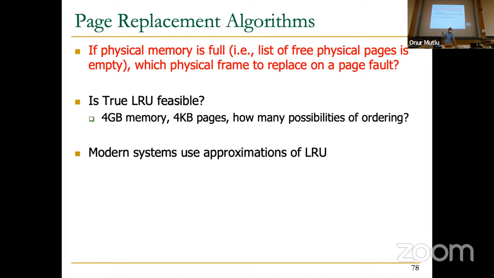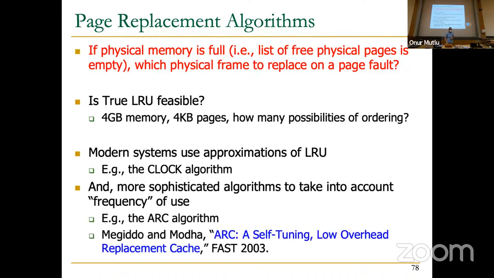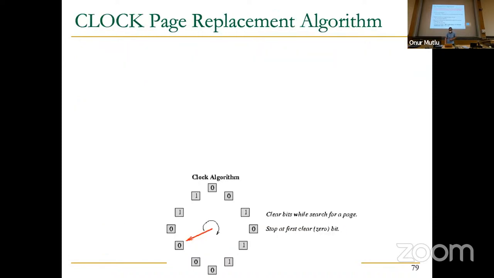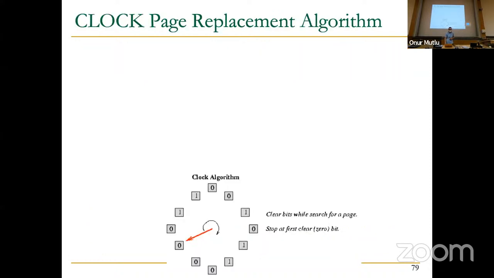So clearly, even caches use approximations of LRU, but physical memory also does. There's a clock algorithm, which we will briefly talk about, but you can use many other algorithms. More sophisticated algorithms actually incorporate both recency of use and frequency of use. And this is a dated algorithm, this ARC algorithm, but it's actually a nice algorithm developed by IBM. And some versions of it are used in operating systems, basically. There are actually a lot of algorithms that people have developed that we will not talk about. But clock is a very simple algorithm that was developed early on.